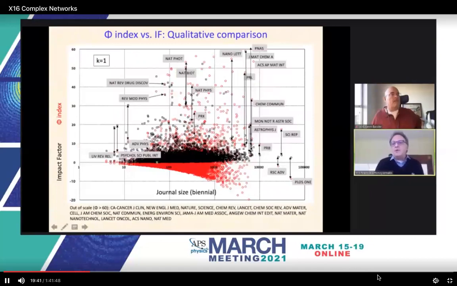A couple of things to note here is that phi index values can be high for small, medium and large journals, and can also be small for medium, small and large journals. Some interesting rearrangements take place. For example, Living Reviews of Relativity and Advances in Physics go down, Nature Reviews Drug Discovery goes up, as do Nature Physics, Nano Letters, PNAS, etc.